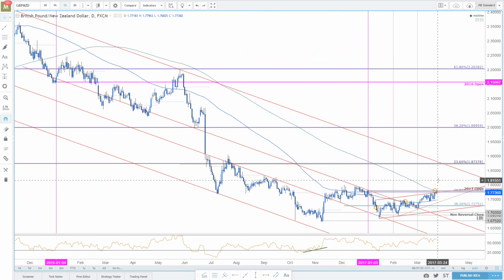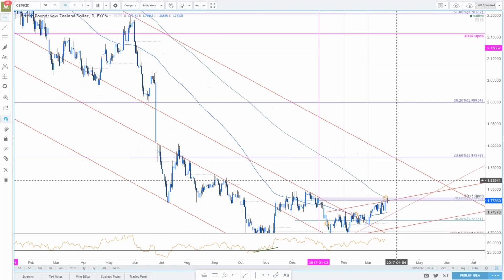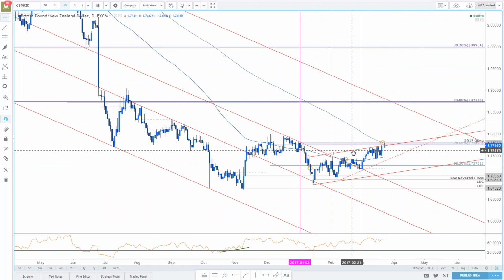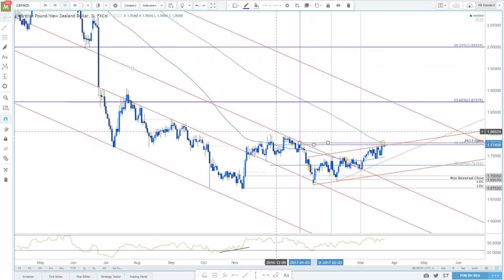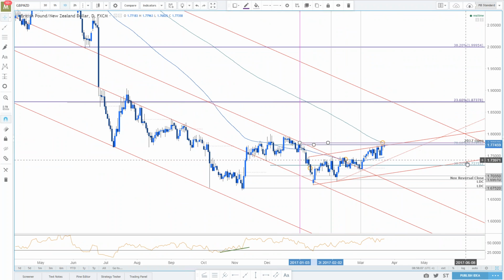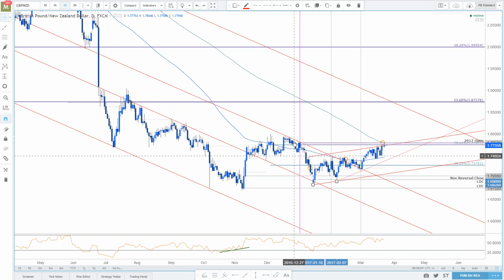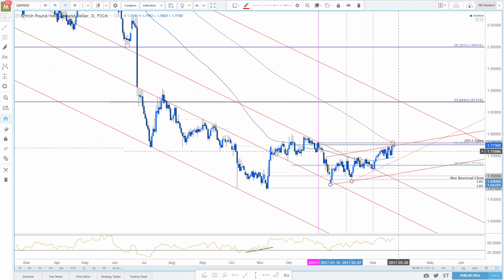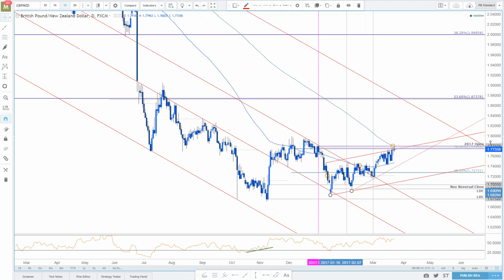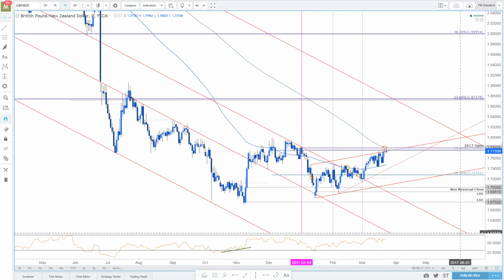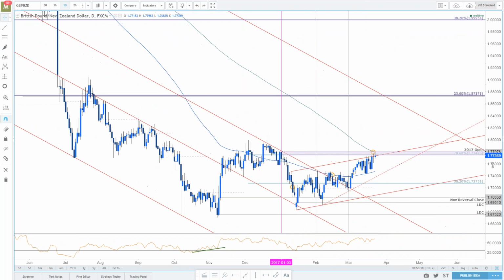Here's what we've been looking at. Very, very basic. Nothing fancy here. Basic channel resistance or slope resistance, 200-day moving average, 78.6 retracement of the decline off the highs here, and the 2017 open. All are right here. Objectively, if this breaks, you look higher, period. You would look to say that's a breakout from a price action standpoint.